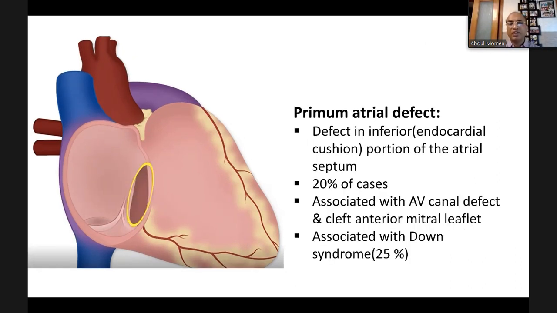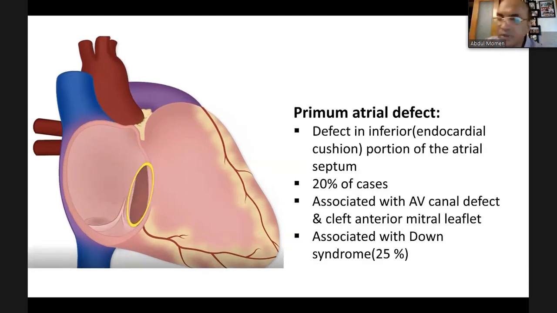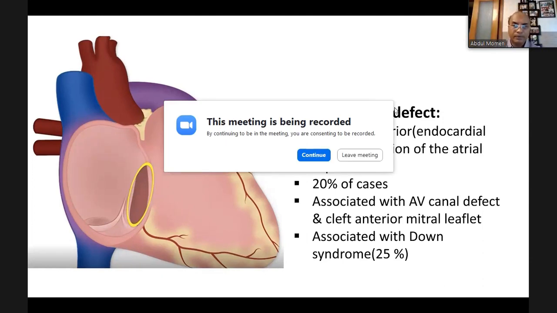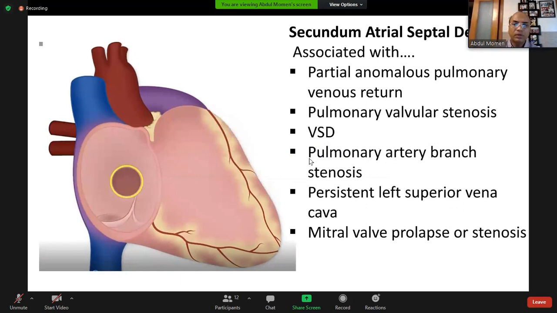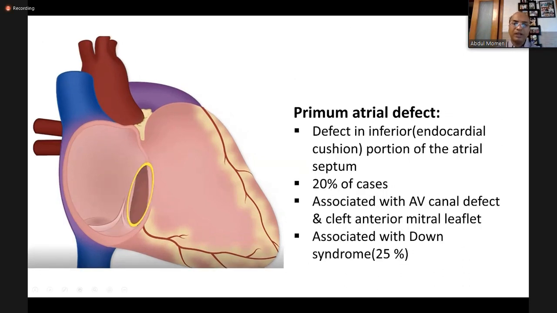Primum defect in the inferior endocardial portion of the atrial septum, 20% of cases associated with endocardial cushion defect, left anterior mitral defect, and associated with Down syndrome. The ASD secundum is associated with mitral valve prolapse. Here is the ASD secundum. It is associated with mitral valve prolapse, but ASD primum is associated with the mitral valve cleft mitral leaflet.